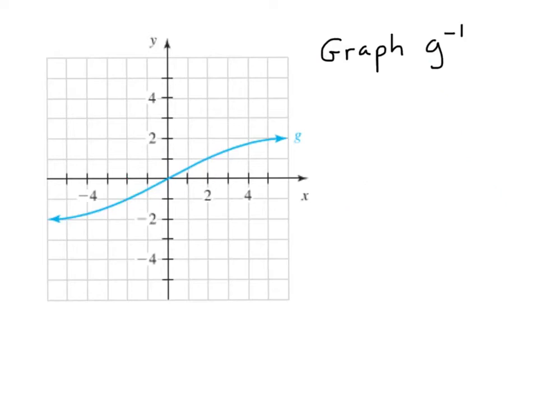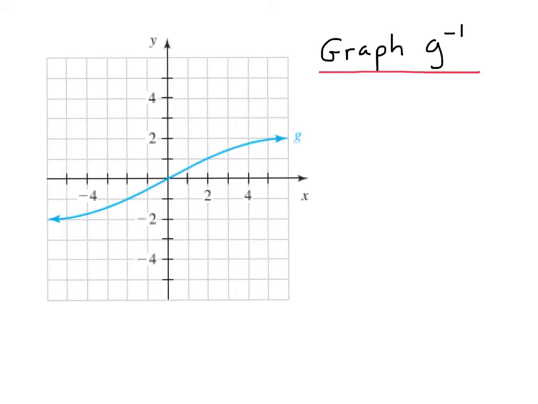Now I'd like to try to graph the function g inverse. Now the graph we have here already is the original function g, and we want to graph the function g inverse. And there's a fairly easy way we can do that. Remember that if the point a comma b is on the original function, then the ordered pair b comma a will be on the inverse function.